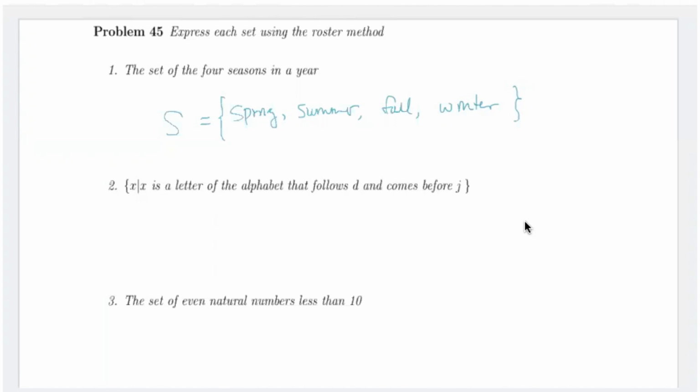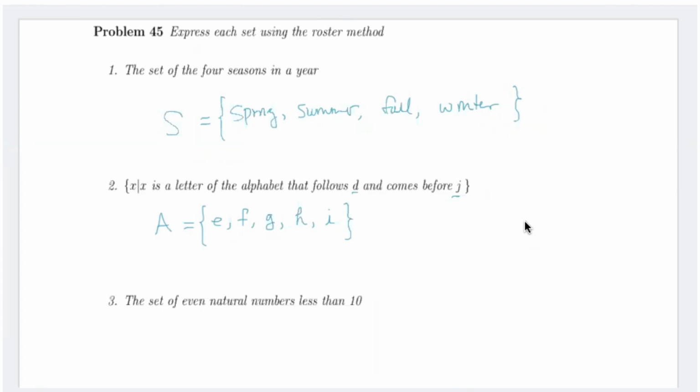Yeah, I put every letter between D and J, so I have E, F, G, H, I. Jason did this accidentally. This is a set that begins with E and ends with I. So following D is E, F, G, H, and then before J is I. Write it out. And this is the alphabet letters. I said A equal to like this. All right. Roster method. We list out all the elements.